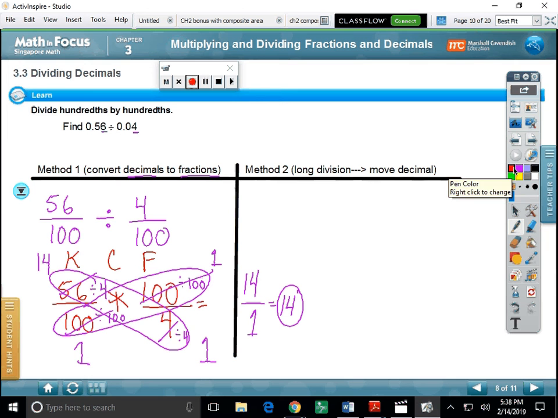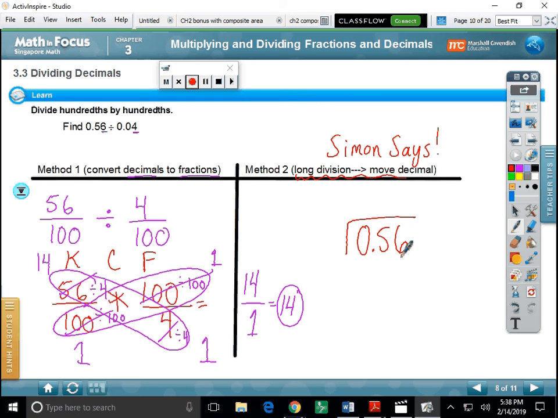Method 2 is that long division, moving that decimal. I like to call it Simon Says, or maybe Schumann Says, because that sounds cool. Okay, so let's go ahead and set up our problem. The first number I'm given becomes my dividend. It dives in, 0 and 56 hundredths. The second number I'm given is called my divisor. It always is on the outside supervising. And sometimes I like to call him Simon or Schumann.